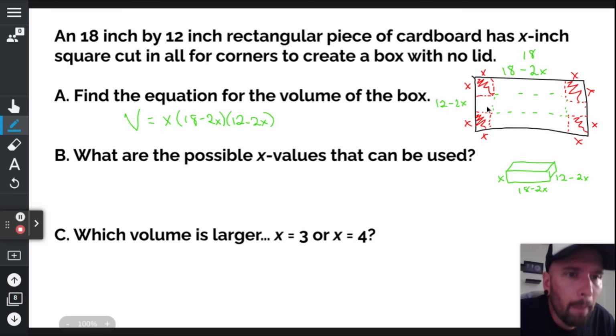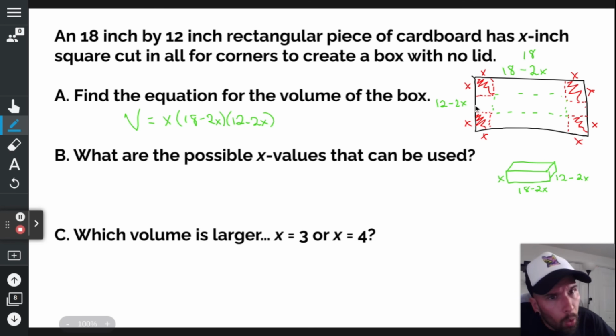So the largest X is found by going to the shortest side, which was 12. What is the largest thing that you can cut out that would make it disappear? The number that would make this disappear is 6, because 12 minus 2 times 6 is 12, and 12 minus 12 is 0. So the largest number that I can cut out is 5.99999, and I still have a tiny sliver of a box. So I can cut out anything smaller than 6.